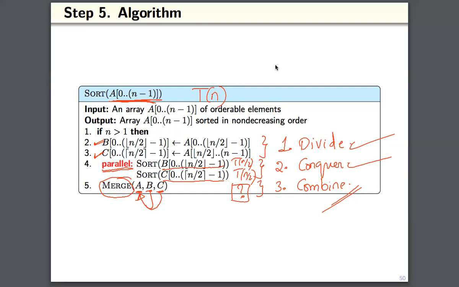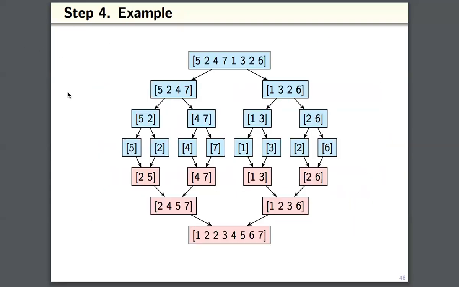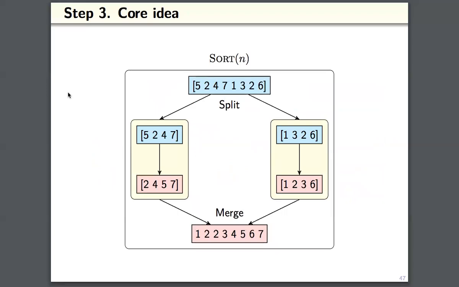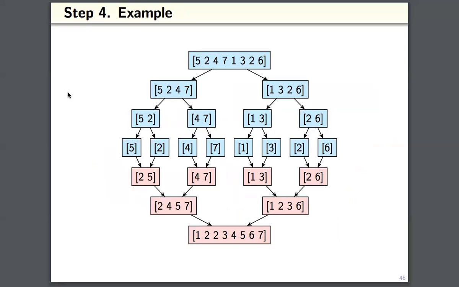Okay. Next. Now let's come back to the diagram. So we know the core idea here. We have seen how to convert this into the pseudocode. We just need to understand the merge step and we are done. Now let's look at the execution of the algorithm on a particular example. So here is our big array 5, 2, 4, 7, 1, 3, 2, 6. Split them into 2 equal parts and recursively call them. That recursive call to this, see, this is a recursive call.